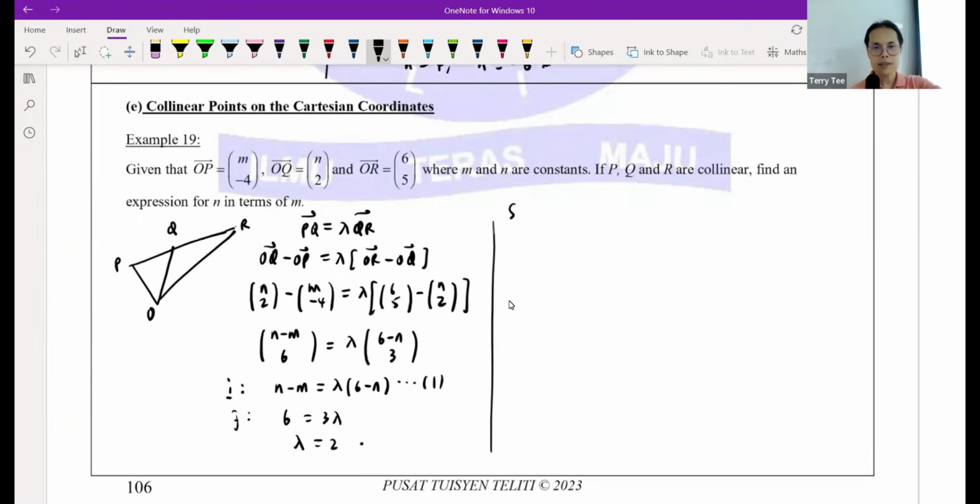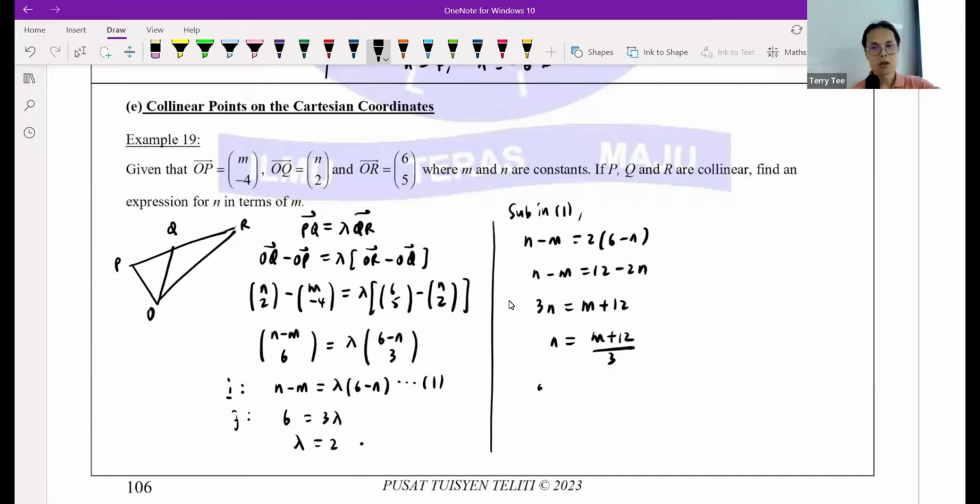So let's take this and sub inside equation 1. My n minus m is now 2 of 6 minus n. Everyone, what are we finding? You're finding n, right? n in terms of m. So let's expand this. This will be 12 minus 2n. Bring over, 3n is now m plus 12. When you divide by 3, it's up to you. You can write m plus 12 over 3 like this, or you can write 1 over 3 m plus 4.